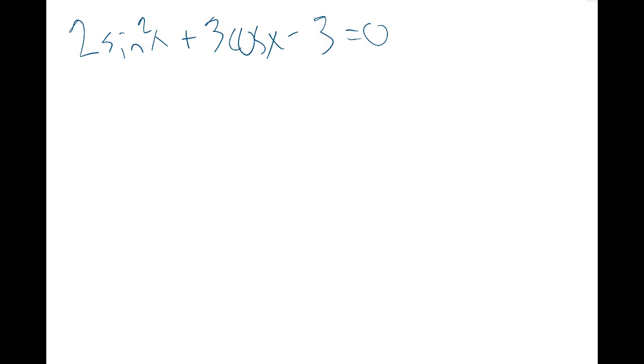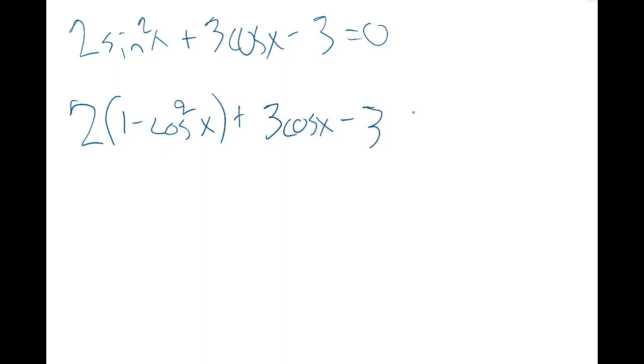The first thing we're going to want to do is put it all in terms of one variable. So in this case, we're going to pick cosine. And what we're going to do is use the identity. You guys remember that sine squared x just equals 1 minus cosine squared x. So that's the first thing we're going to do, is break it into that. So it's going to be 2 times 1 minus cosine squared x plus 3 cosine x minus 3 equals 0.